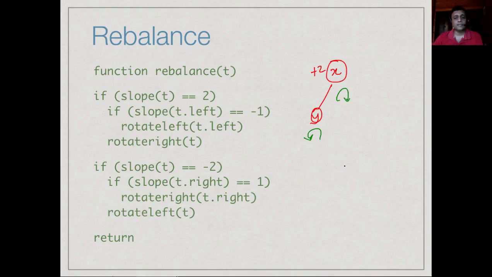Okay, and the symmetric cases: if I have a slope which has minus 2 at the top, then it will have a right child. And if this has plus 1, then I will first do a right rotation here, and then regardless, I will do a left rotation at the top. So rebalancing is these two steps, and rotation is a set of other steps. Basically, rebalancing at a given node is a constant number of operations at that node.